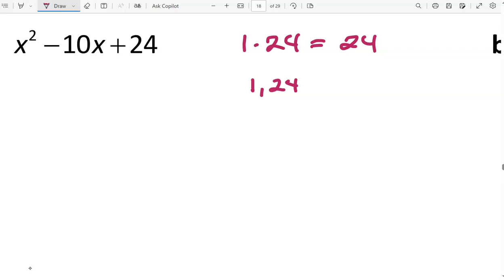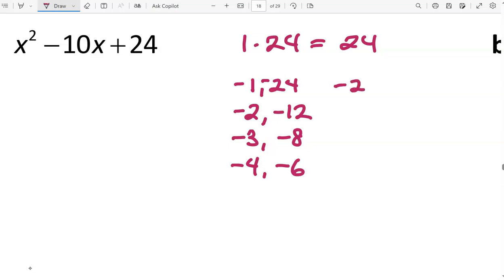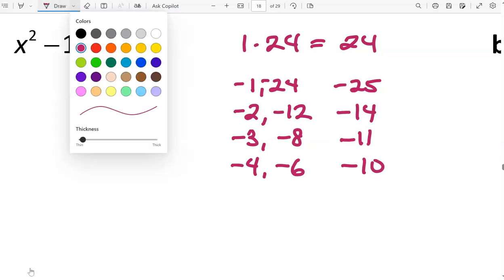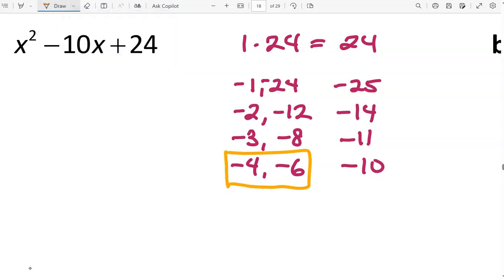But if they're going to add up to negative 10, I'm probably going to need two negative factors. So there's negative 1 and negative 24, negative 2 and negative 12, negative 3 and negative 8, negative 4 and negative 6. And that's pretty much all of our pairs of negative factors. Let's list their sums: negative 25, negative 14, negative 11, and negative 10. Bingo, that's the one that we want to use.